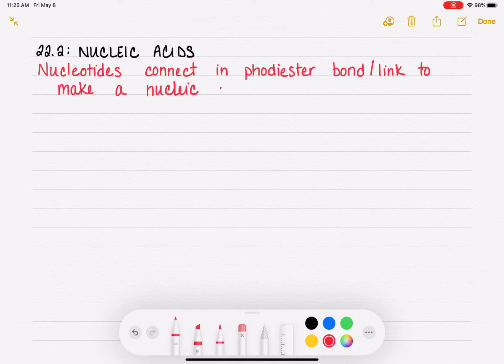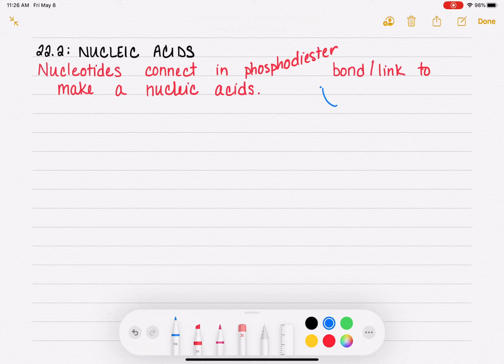I want to draw a parallel between this and proteins. Proteins are amino acids connected through peptide bonds, and nucleic acid is nucleotides connected with a phosphodiester bond. I see that I really spelled phosphodiester very wrong. Phosphodiester. So let's talk about this phosphodiester bond and how it works.